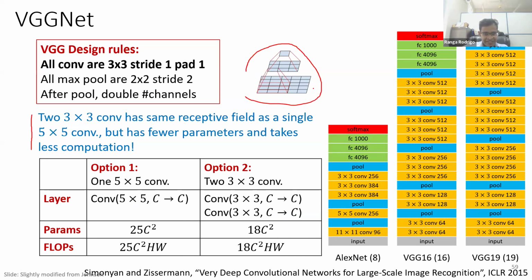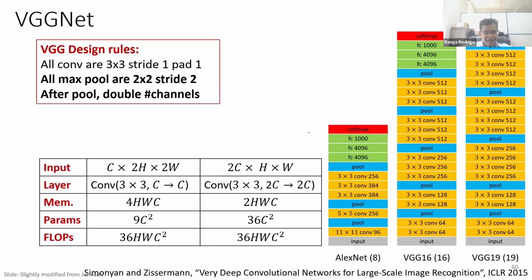So you can see this is a 5 by 5 kernel, but two 3 by 3 kernels also have the same receptive field. So this is the advantage of using two 3 by 3 convolutions instead of one 5 by 5 convolution. They found this, and now this is very commonly used. This is what we commonly use in convolutional neural networks. Okay. All max pools are 2 by 2 stride 2. After pool, double the number of channels.